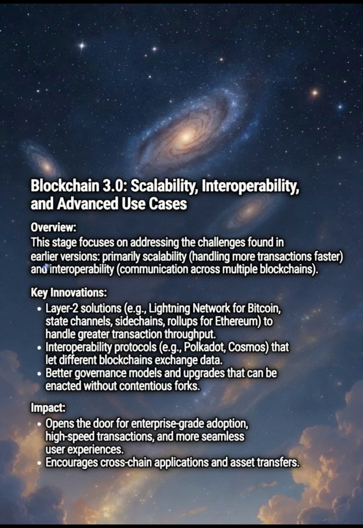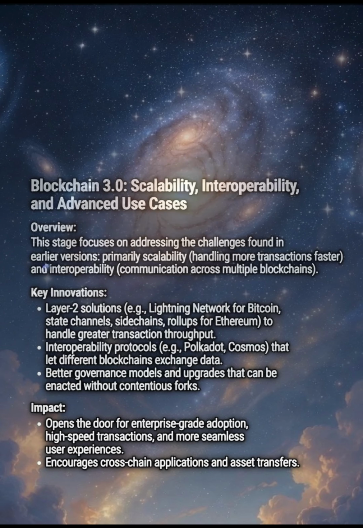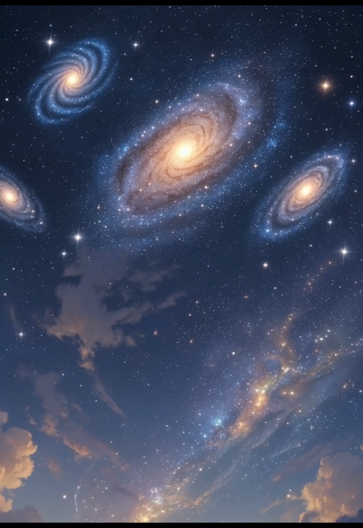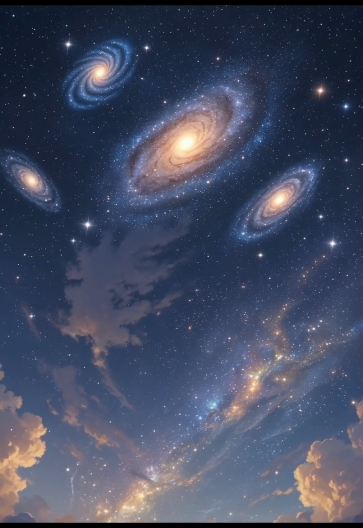Lightning Network for Bitcoin, state channels, sidechains, rollups for Ethereum to handle greater transaction throughput. Interoperability protocols, e.g. Polkadot, Cosmos, that let different blockchains exchange data. Better governance models and upgrades that can be enacted without contentious forks. Impact: opens the door for enterprise-grade adoption. High-speed transactions and more seamless user experiences, encourages cross-chain applications and asset transfers.